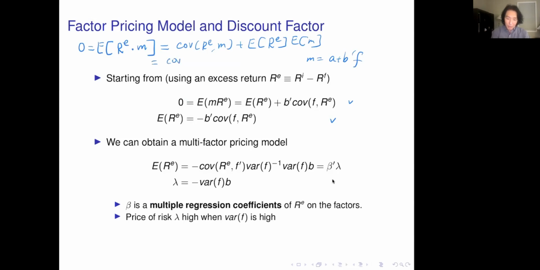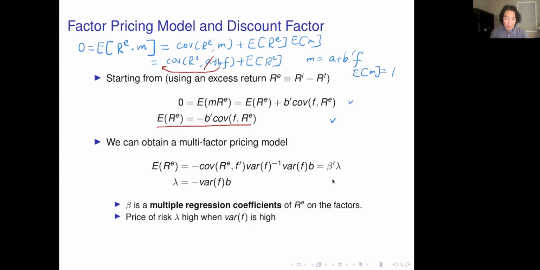In other words, it's the covariance between RE and A plus BF, plus E of RE, because we normalized the expectation of the stochastic discount factor to be 1. Then within the covariance, the constant goes away and the constant B can come out, and this is what we have.